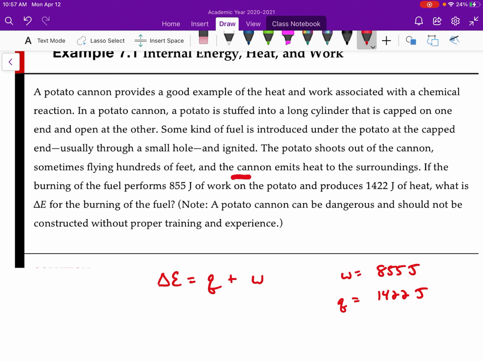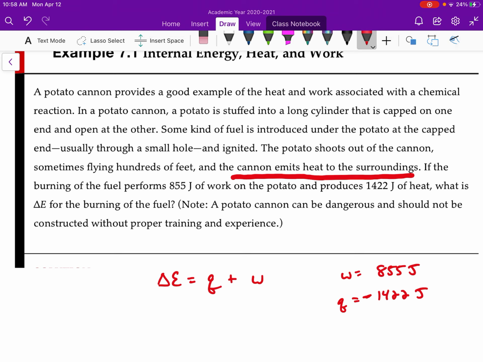And if you look here, the cannon emits heat to the surroundings, right? The cannon being the system. So if the cannon's the system and it emits heat to the surroundings, it means it's losing heat to the surroundings. So I'm going to go ahead and put a negative sign here because I'm going to say that heat was lost from the system, from the cannon.